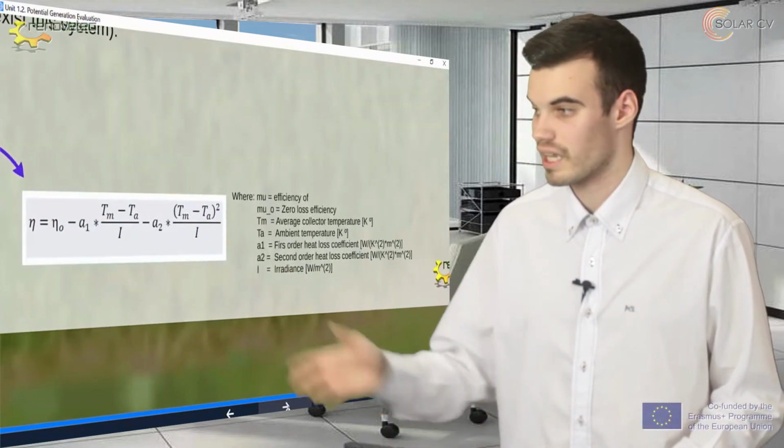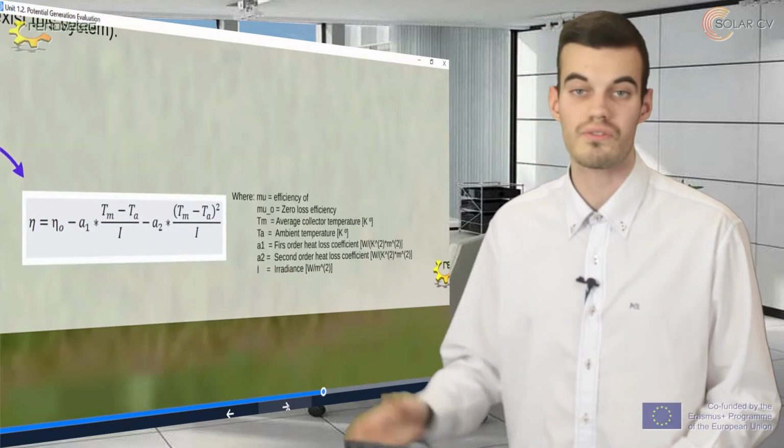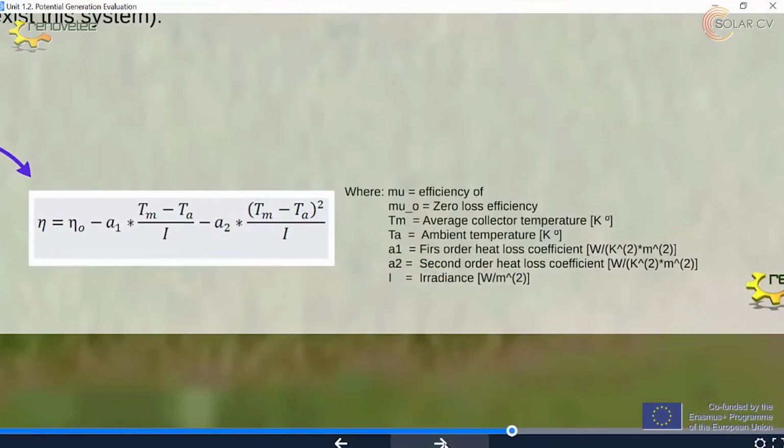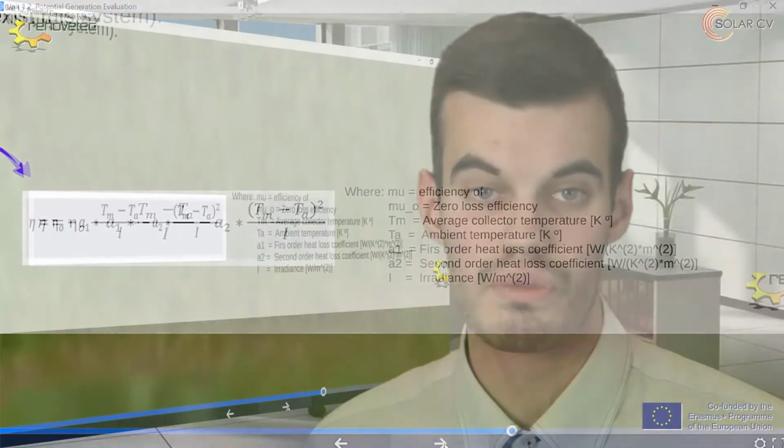For example, in this case, we are able to see the efficiency for a module, although this concept we will see widely in the Unit 3 solar field.